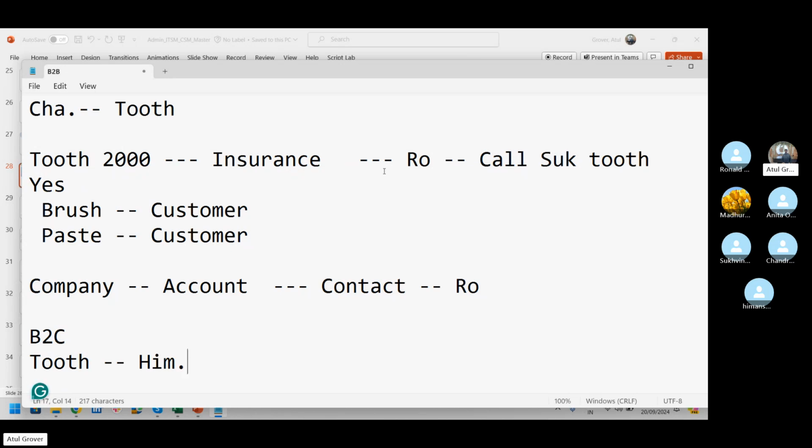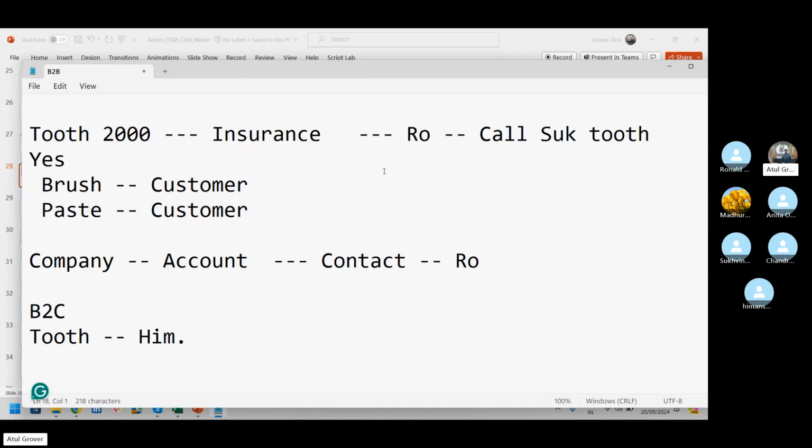Himanshu purchased an insurance from the Tooth company. Tomorrow, if he wants something discussed, he will call and then Sukhvinder will say, "Hello Himanshu, how are you doing? How may I help you?" And then make the changes, deal done.